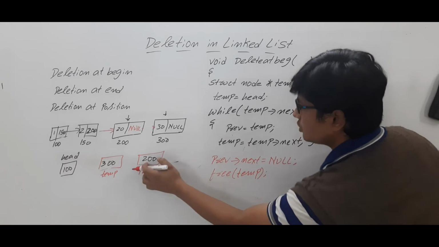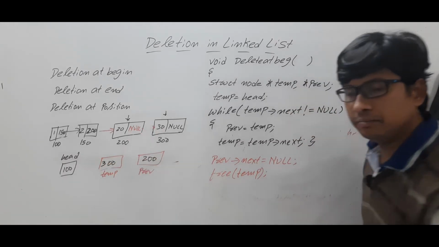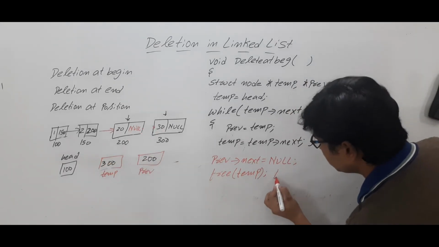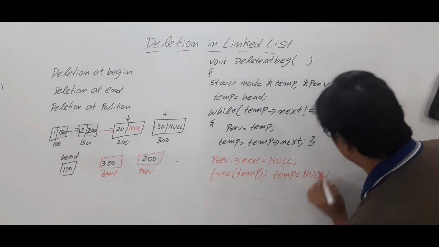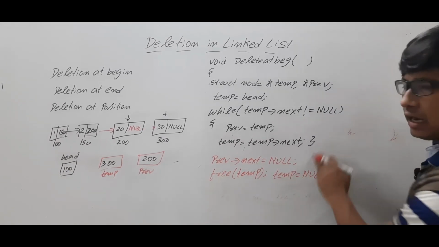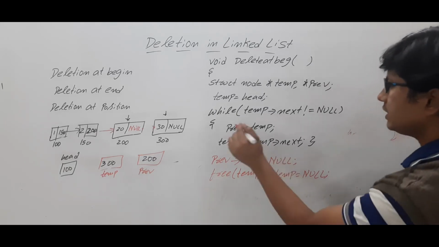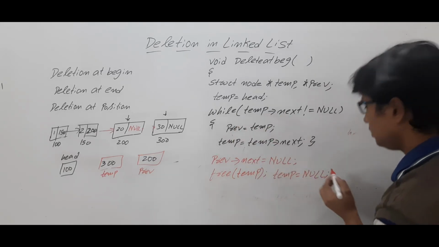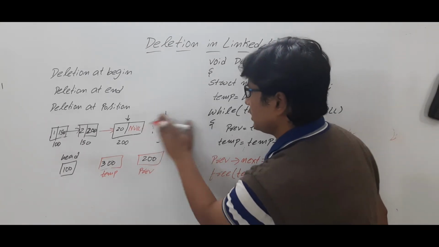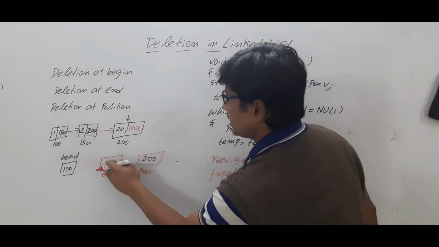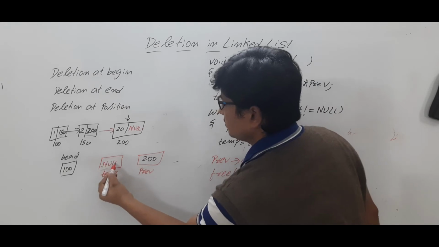Because this node is pointed to by a pointer called temp, you have to make temp equal to null. You have to make it a null pointer, otherwise you will get a dangling pointer problem. Okay, let me close the function. That's all. Is it clear? Now this one you have released and you have made it null. That's all, simple. Is it clear?